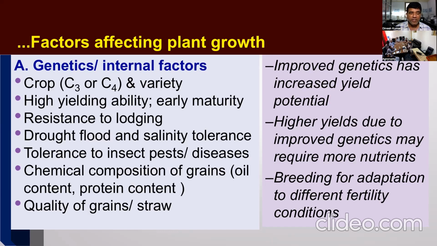Chemical composition of grains. Friends, I think Dr. Dibakar Mahanta must have taught you the inverse yield nitrogen law by Wilcox. That law says as the nitrogen concentration in plant tissues increases, the yield decreases. The less the nitrogen concentration in plant parts, the more is the yield. More nitrogen concentration, less yield. That is the inverse yield nitrogen law.